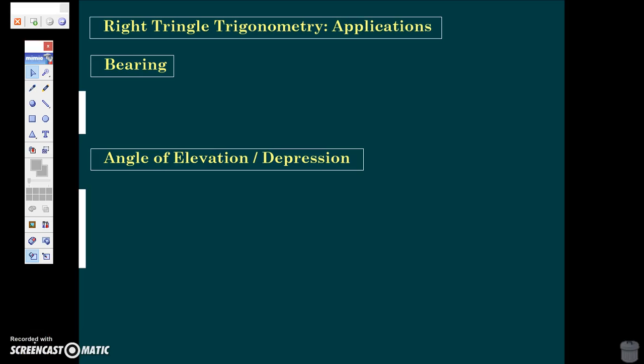Good day, Niners. In this video lesson, we'll be answering some basic application problems involving right triangles. Particularly these two: bearing and the angle of elevation and depression.